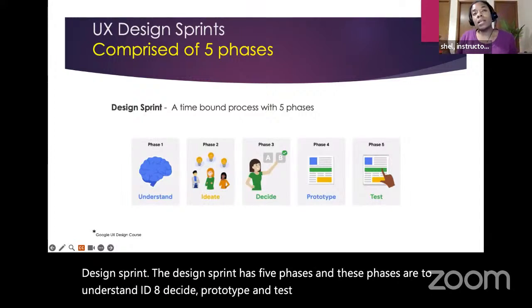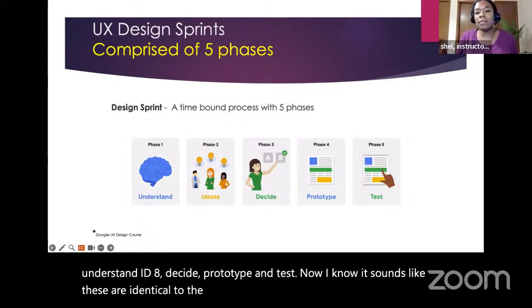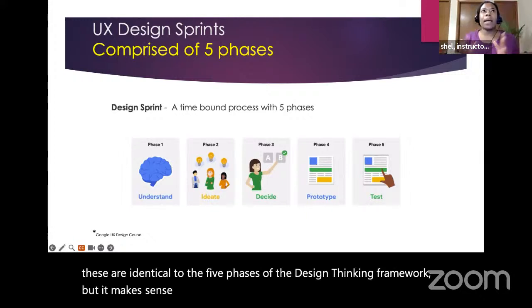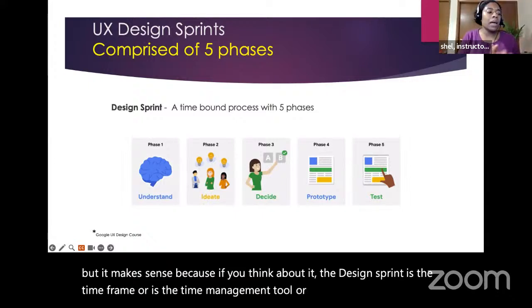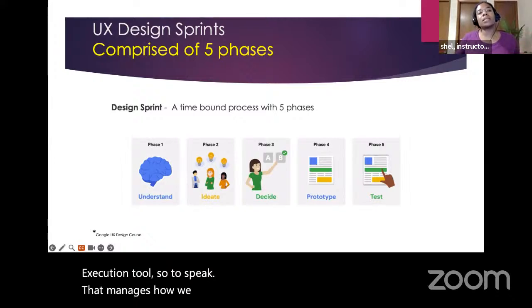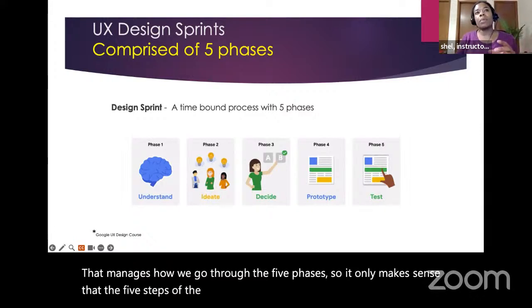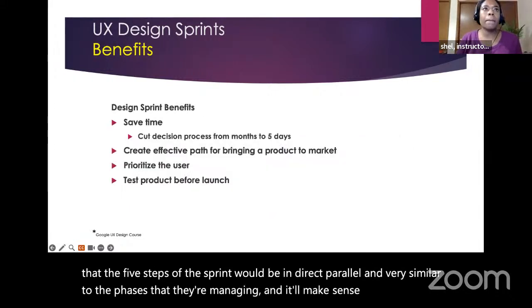Now I know it sounds like these are identical to the 5 phases of the design thinking framework, but it makes sense because if you think about it, the design sprint is the time frame, or the time management tool, or the execution tool, so to speak, that manages how we go through the 5 phases. So it only makes sense that the 5 steps of the sprint would be in direct parallel and very similar to the phases that they're managing. And it'll make sense as we go through it.